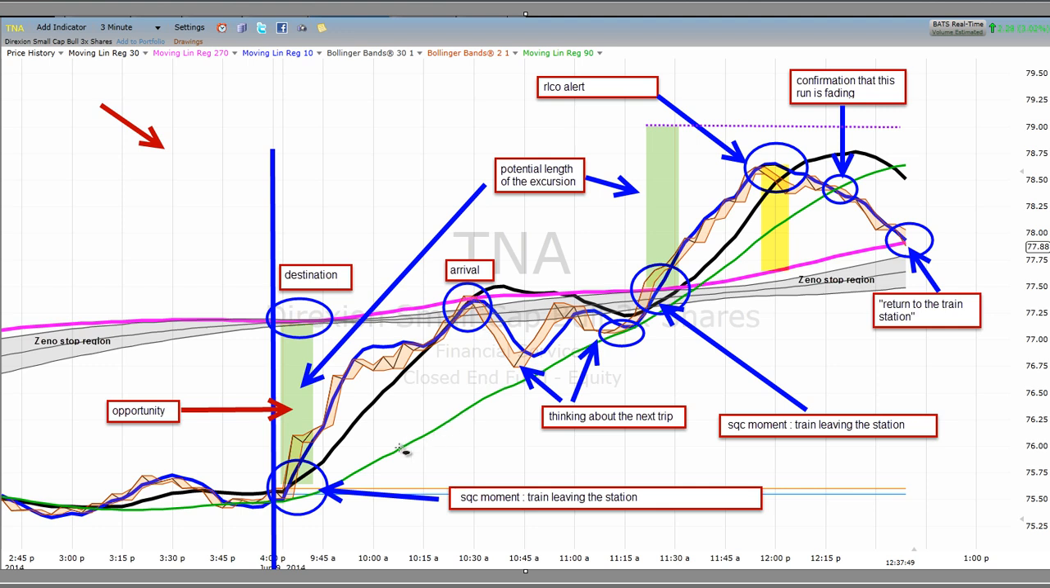And now you have this ascending triangle kind of drawn by the 90, which is very helpful. And so in this period here where it fails to fail below the 90, I think of it as thinking about the next trip.